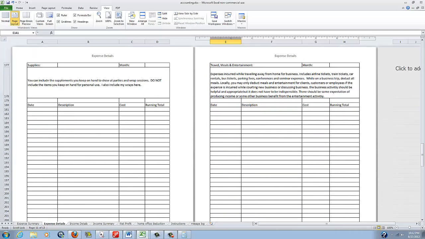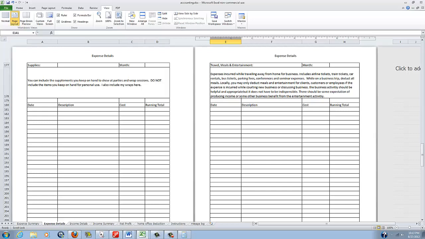So supplies. These supplies are going to be things that you use at your parties. So you're going to want to include the supplements you use at the parties, saran wrap, wraps, things like that. You cannot include anything that you are using for yourself. So if you get your auto ship and it is profit that you are using yourself, you cannot put that down. That is not a business expense.